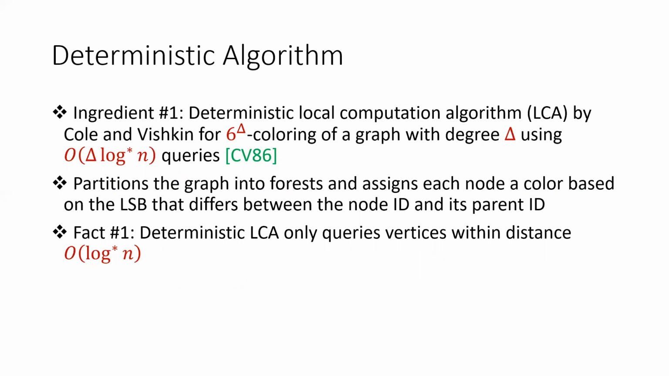So to get the coloring of a node, the LCA will look at the colorings of adjacent nodes. Then it'll look at nodes that are adjacent to the adjacent nodes and so forth, but only query vertices that are within distance log star n. At a high level, the algorithm partitions the graph into forests and assigns each vertex a color based on the least significant bit that differs between the node ID and the parent ID.